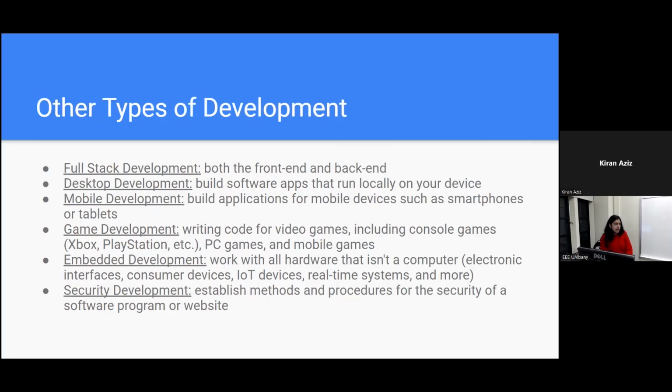And there's more types of development beyond just front end and back end. So there's full stack. Full stack is just both front end and back end. Desktop development is just building software that runs locally on devices. Mobile development, you probably know what a mobile device is, like smartphones, tablets, the software that's on that. Game development, specifically games that are on Xbox, PlayStation, etc. That's a different type of development.